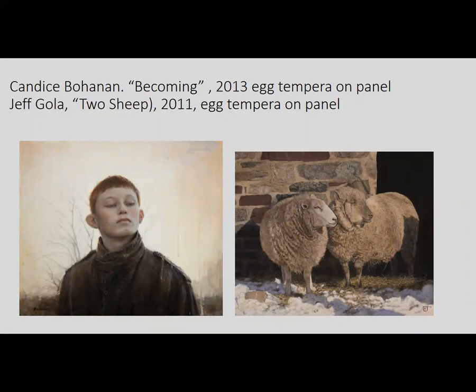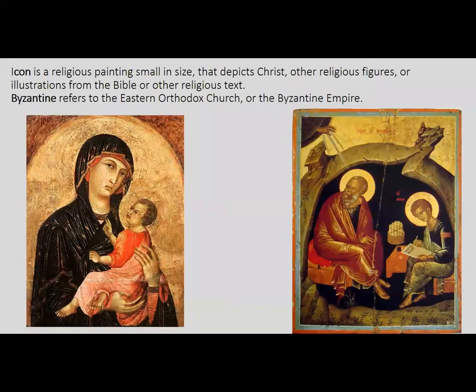These are two really beautiful egg temperas on panel. Again, you're having to do little tiny details with a brush, because you can't blend the paint. When we talked about gradual contrast and chiaroscuro, you can't blend the paint the same way. You have to do all of that detail by detail by detail.